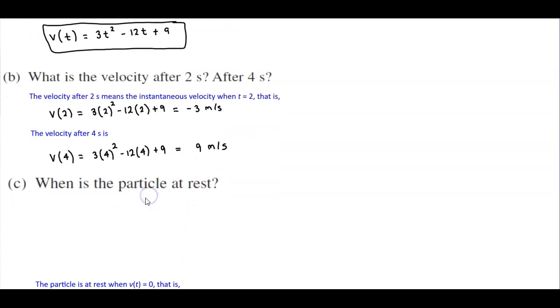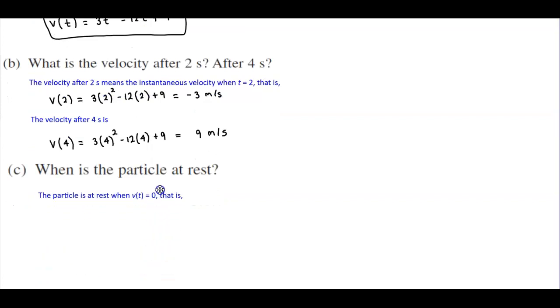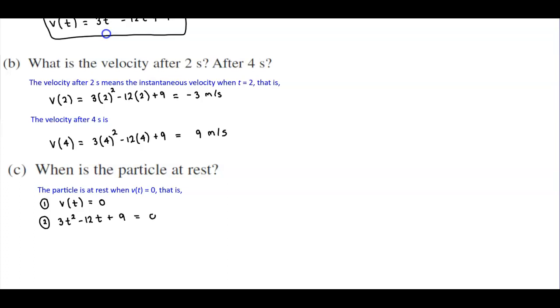Now in part C it says, when is the particle at rest? The particle is at rest when the velocity function is equal to 0. We found that velocity function, so we're looking for when v of t is equal to 0. So the velocity function, 3t squared minus 12t plus 9, is equal to 0. And now we're going to solve for t.